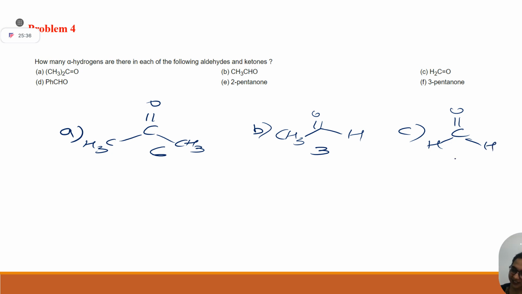How many alpha hydrogens here? Zero alpha hydrogen. Exactly. If you are calculating alpha hydrogen, you can write: alpha hydrogen denotes hydrogen attached to carbon next to carbon. Hydrogen attached to carbon next to carbon.